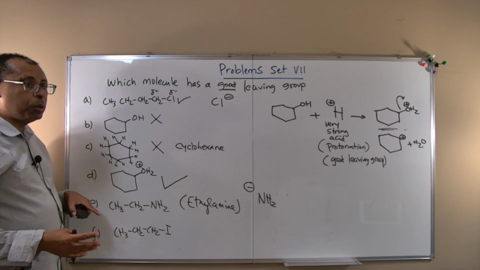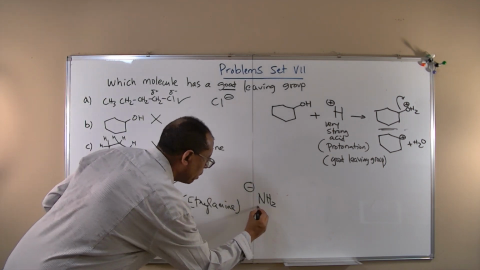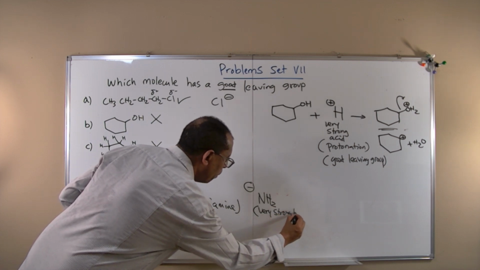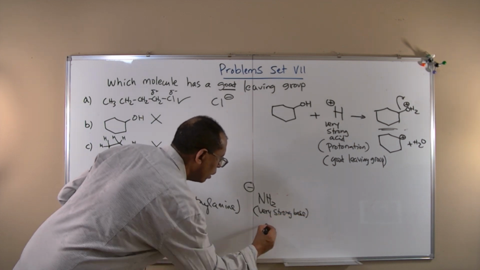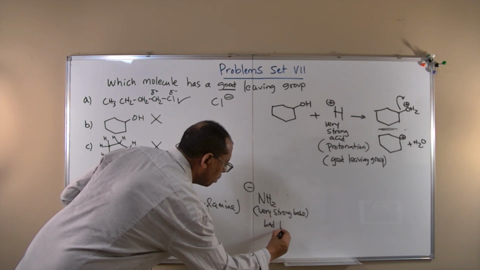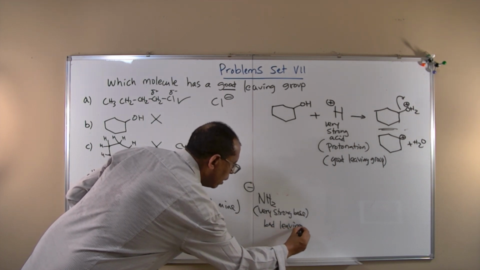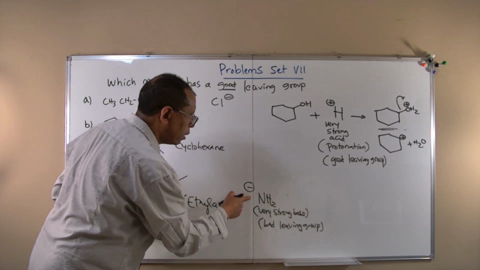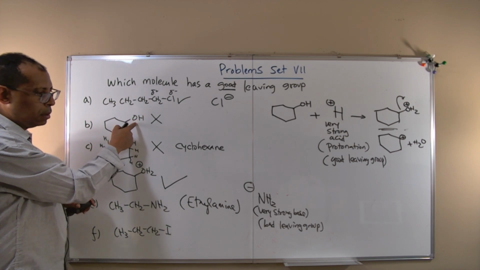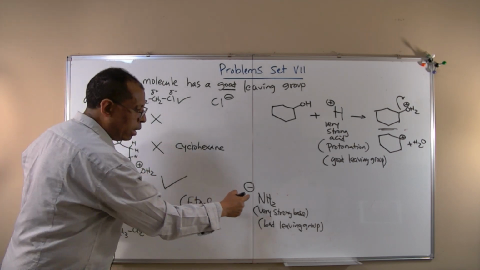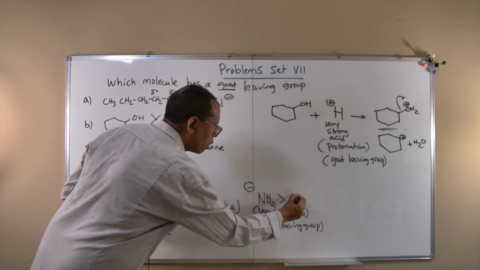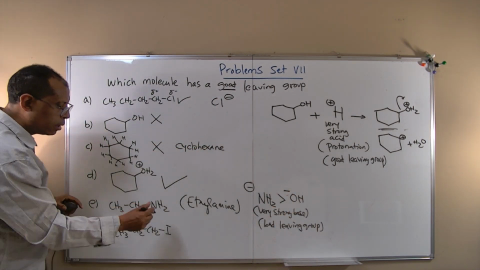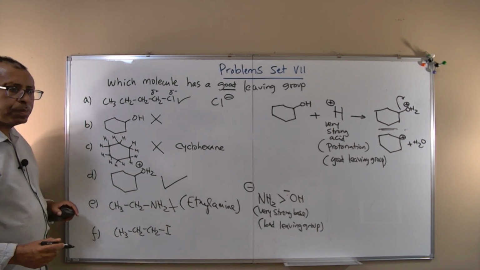Is it a good leaving group? No. It is a very strong base, a bad leaving group. It will never leave. You cannot substitute that. It is even stronger than OH minus. NH2 minus is an even greater base than OH minus, so it will never leave.